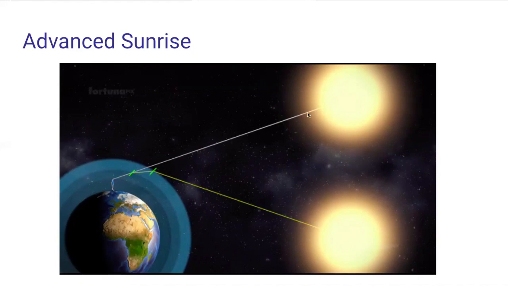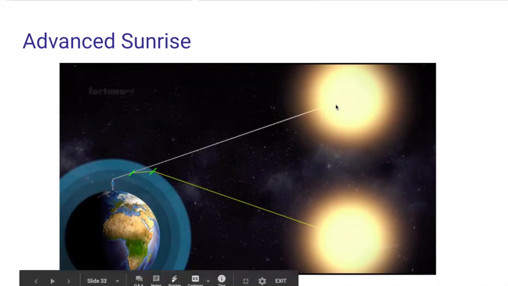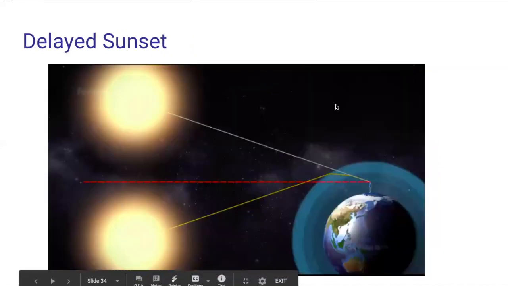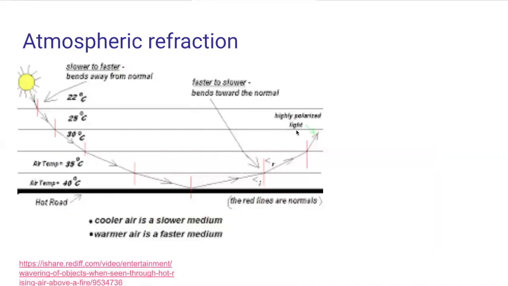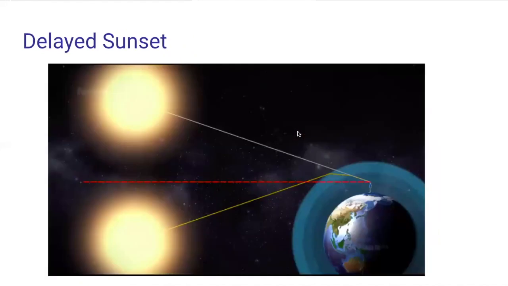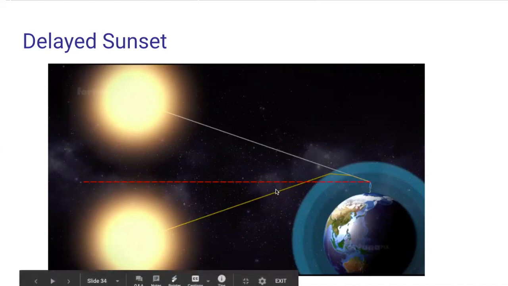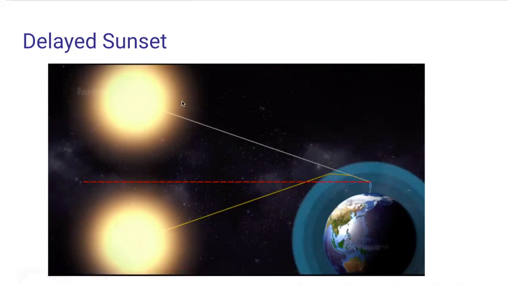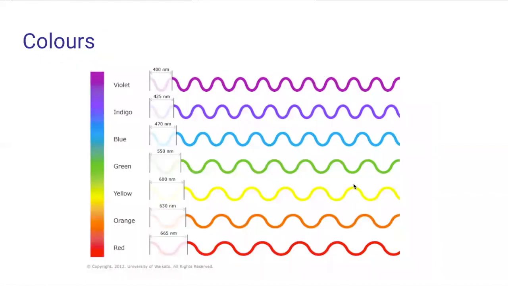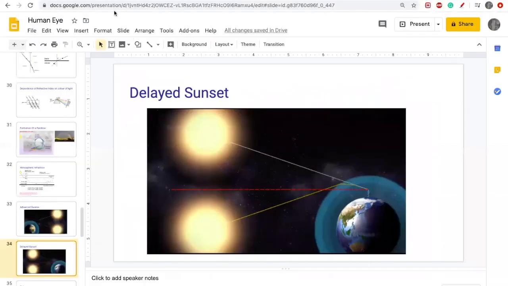So that is why we feel, even though the sun has not yet risen, we still feel like the sun is already up. Okay, this is also because of atmospheric refraction. Again, atmospheric refraction, delayed sunset. So the sun has already gone down, but we feel like it has not gone down yet because of refraction through the atmosphere. Okay, also, wait, I will show you one more thing.